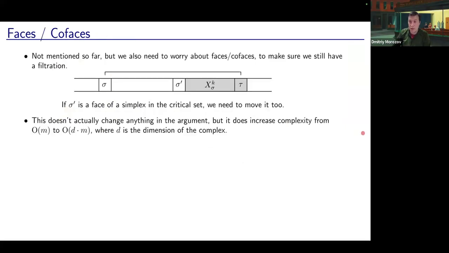Now, there are a few more details that I haven't said too much about. Namely, in all of this, we have to make sure that at any point in time we have a filtration, namely that the faces come before the cofaces. So this is important to have all of this well defined. If we were to do this carefully, when figuring out the critical set, we also have to make sure that when we're moving a simplex to the left, we move all the faces of the simplices in the critical set together with it. And if we're moving to the right, we have to make sure that we're moving all the cofaces. So technically, that's something we have to worry about.